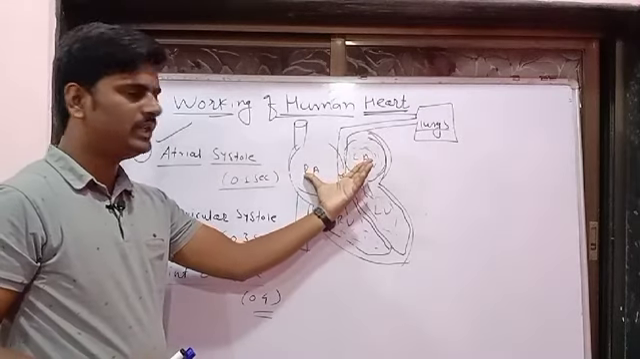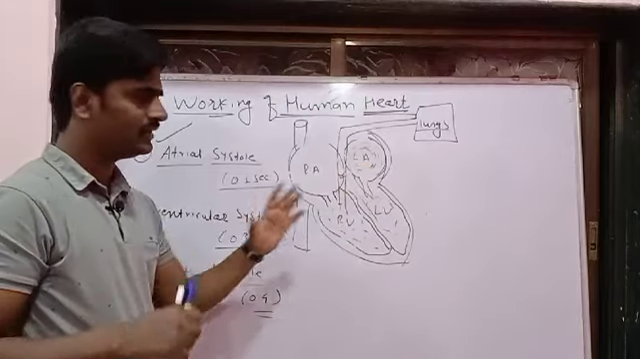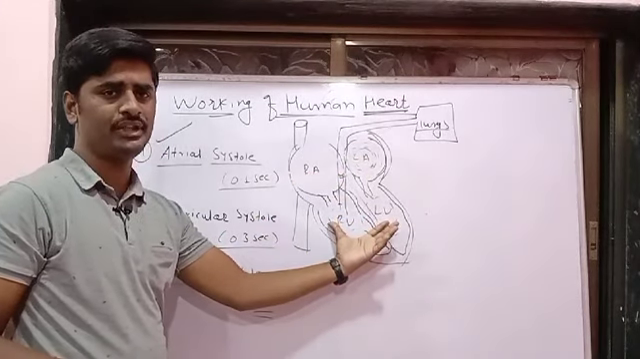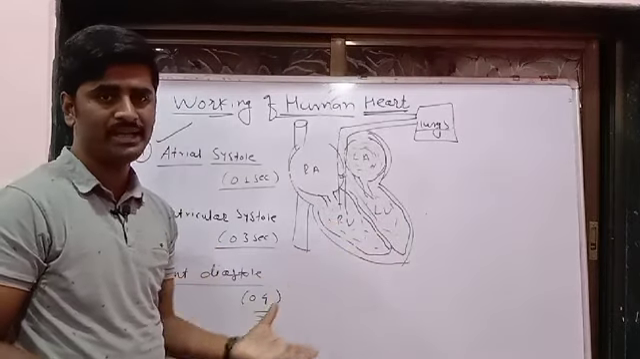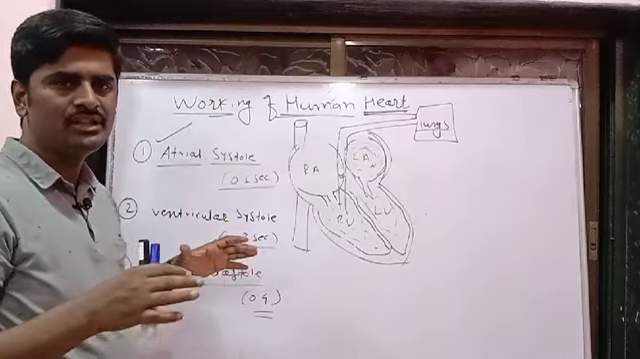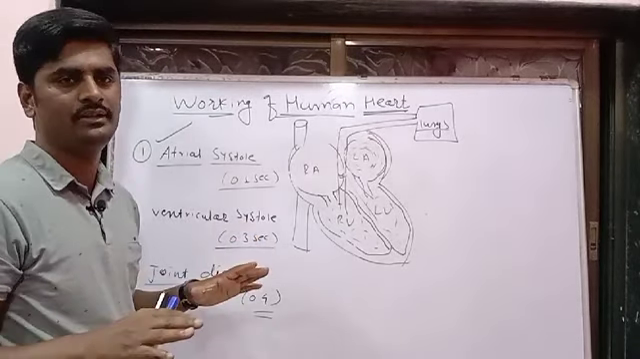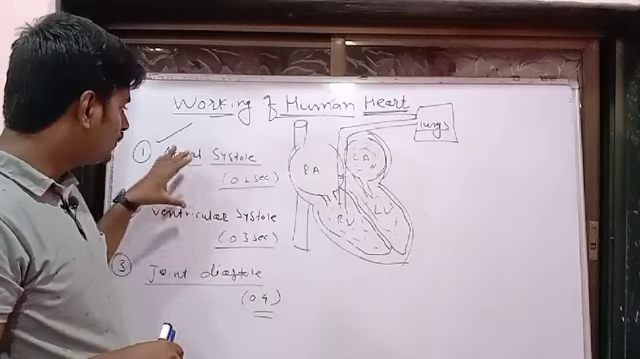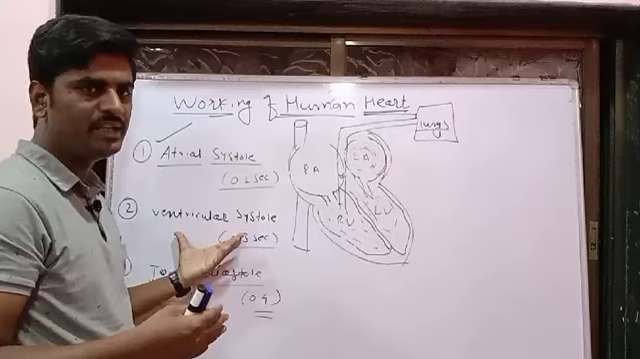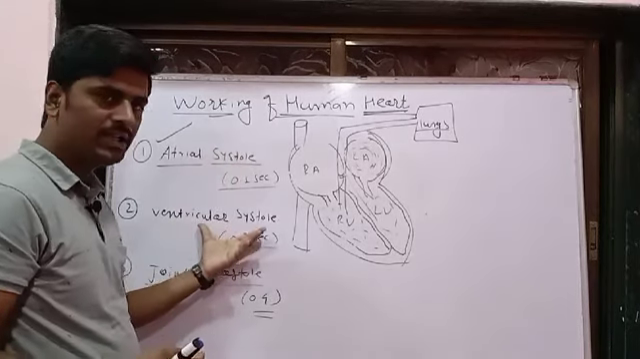There are no changes: whatever oxygenated and deoxygenated blood is present inside the atria remains as it is, and the blood present inside the ventricles remains as it is. This is the relaxed phase, joint diastole. But these two steps, atrial systole and joint diastole, play a very important role.